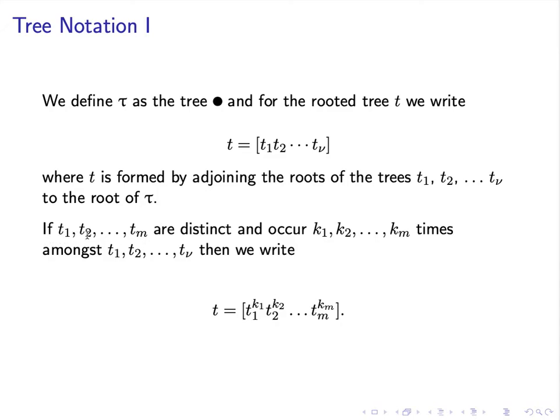If T1, T2, etc. are all distinct, and let's say T1 occurs K1 times, so we have K1 lots of T1 connected to our root node, we simplify this by using superscripts. So T1 superscript K1 means that we have K1 lots of the tree T1 connected to the root node. Okay, so that's the tree notation. It can be quite difficult without any reference to diagrams.